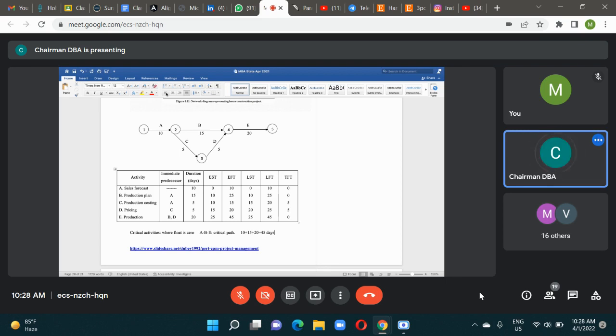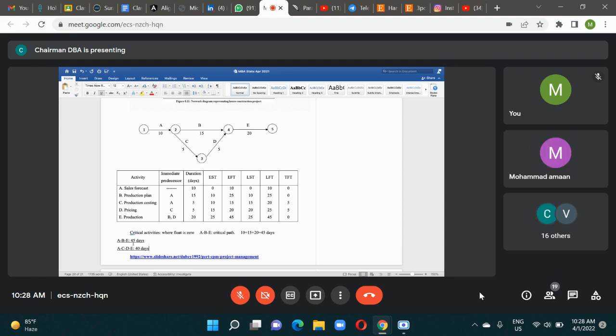Critical path is there. You can see two paths in this. One path is A, as we have seen, B, and E, which is 45. Another path we can see is A, C, D, E. Its duration is how much? 42. So the path with the longest duration is called the critical path. Critical in the sense, if you delay any of these activities, right?